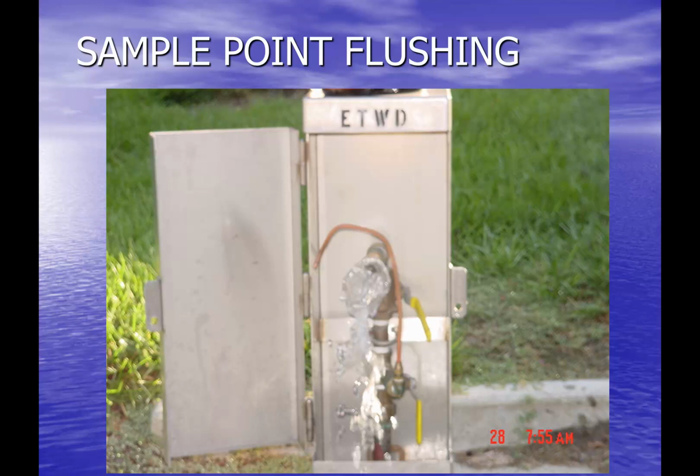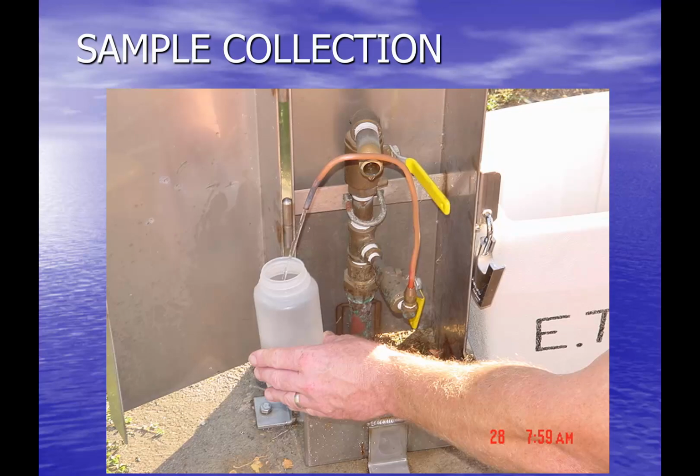So once we've got the sample good and flushed, then it's a matter of pulling our sample or filling our sample bottle. So we're looking for a relatively smooth, consistent, moderate flow. We're going to fill that bottle, and then we're going to make sure it's properly labeled, and we're going to take it to the laboratory.